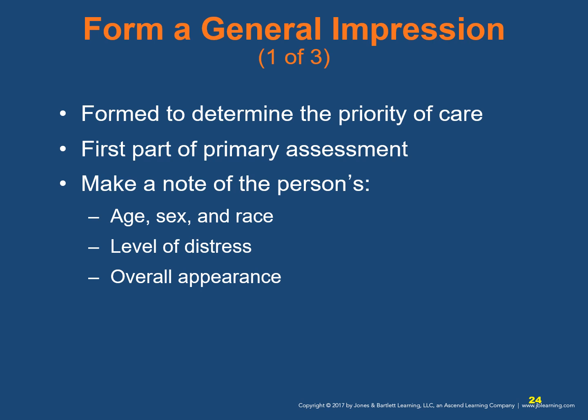Form a general impression. The initial general impression is formed to determine the priority of care and is the first part of your primary assessment. This includes making notes of the person's age, sex, race, level of distress, and overall appearance.